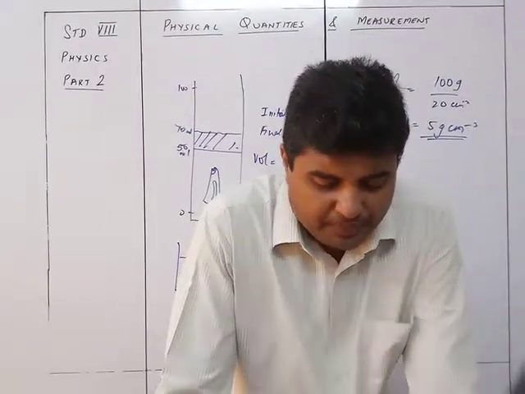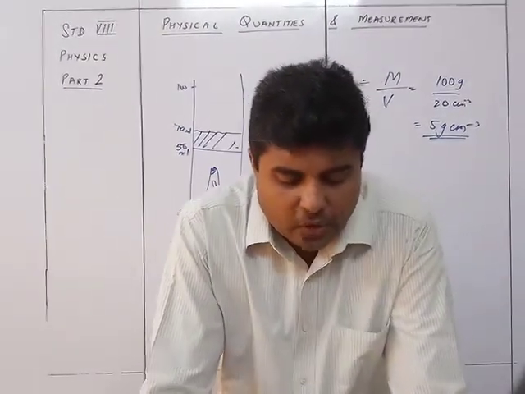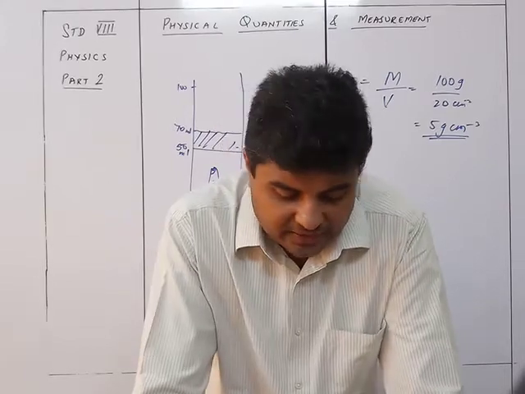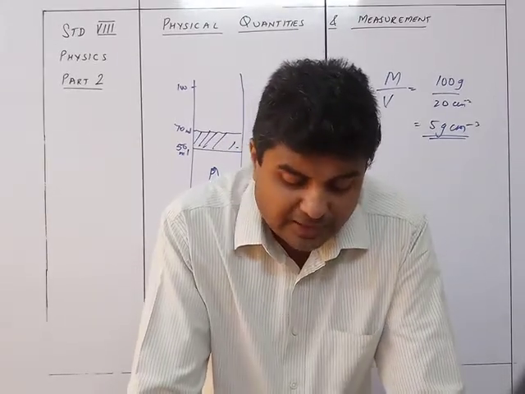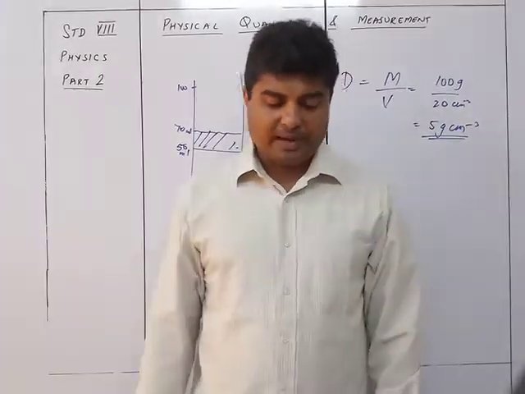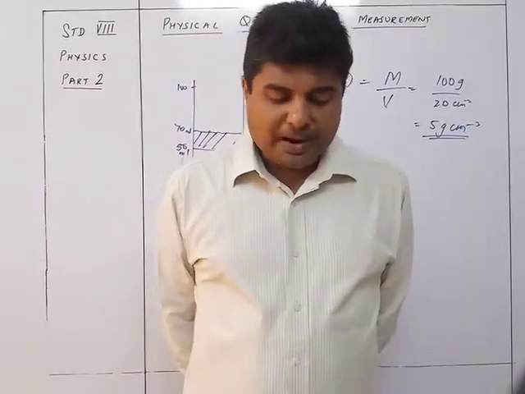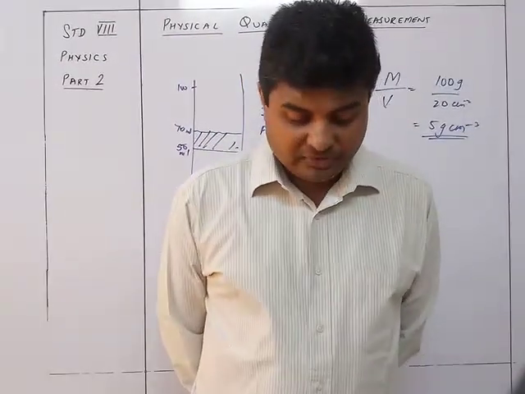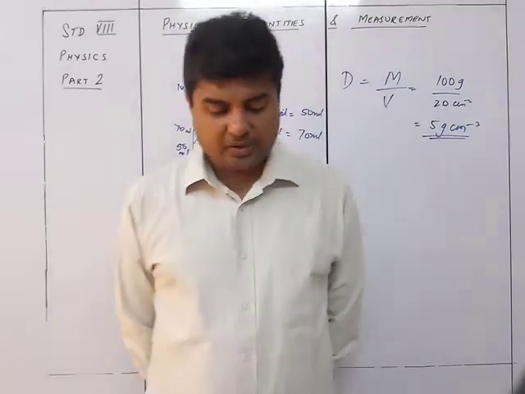When water stops dripping out through the spout, note the volume of water collected in the measuring cylinder. Dry the solid. Measure the mass M of the given solid by the beam balance. Let mass of the solid M be 310 grams and the volume be equal to 40 centimeter cube.